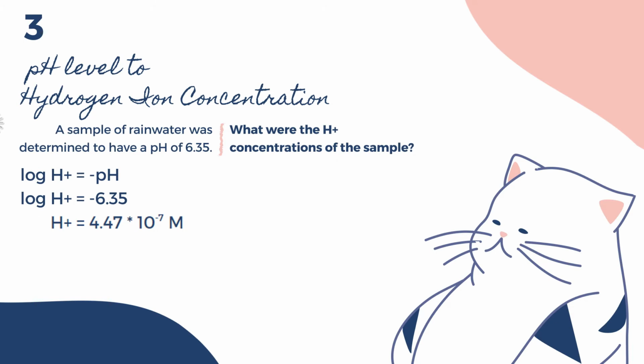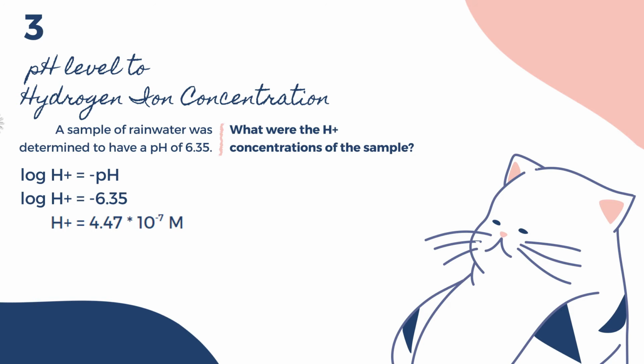This is another example of how we can use logarithmic equations in real-life situations, converting pH level to hydrogen ion concentrations. The problem we have is a sample of rainwater was determined to have a pH of 6.35. What was the H plus concentration of the sample?